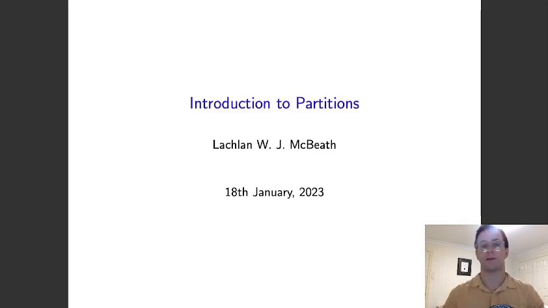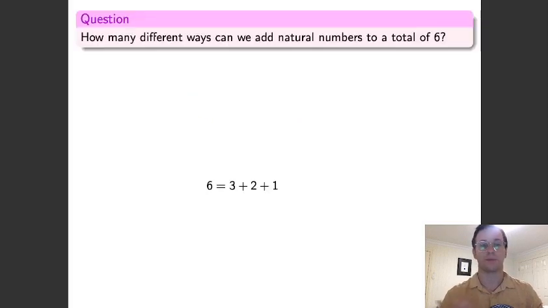Hello, my name is Lachlan, and today I'm going to be introducing you to the concept of partitions, which are a fundamental and quite enjoyable area in combinatorics. Now, the most natural way, I believe, to be introduced to partitions is in the form of a question like this. So, how many different ways can we add natural numbers together to achieve a total of 6?